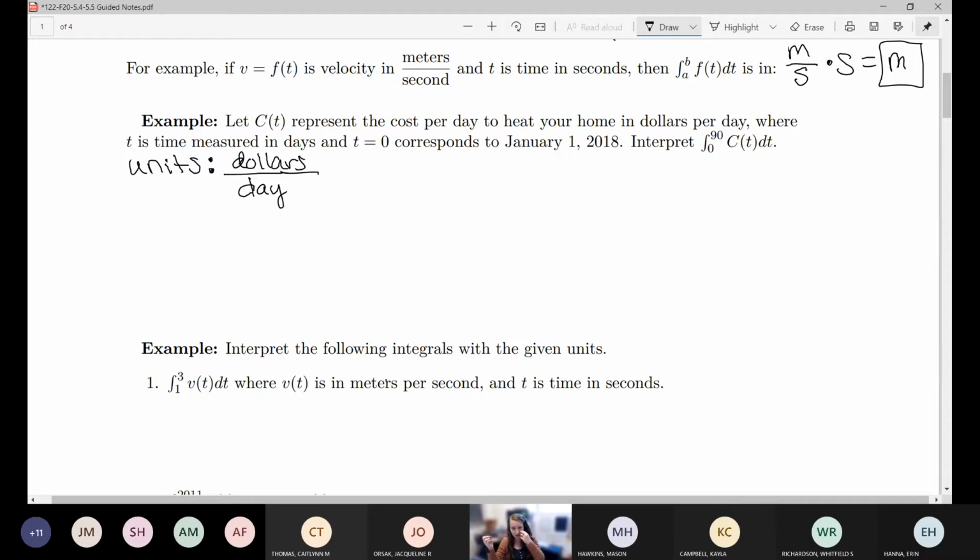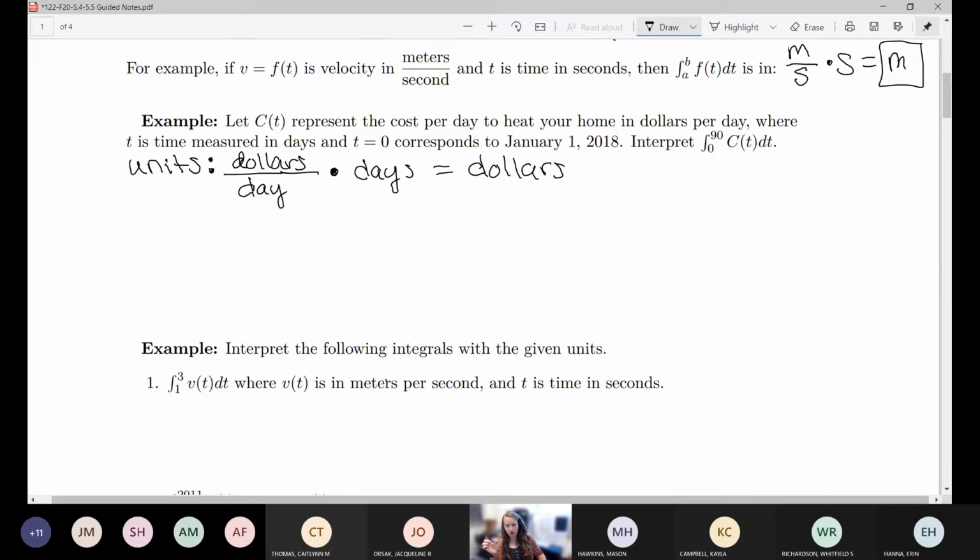Because if you just say cost per day, what's the cost in? Is it dollars? Is it pounds? Francs? What is the other currency? I don't remember. Anyway, dollars per day. And then we have to multiply that by the units of t, which are just days. So those day units cancel each other out, and this is going to represent something in dollars. So that integral value is just a dollar amount.